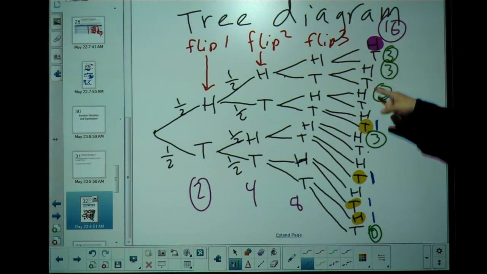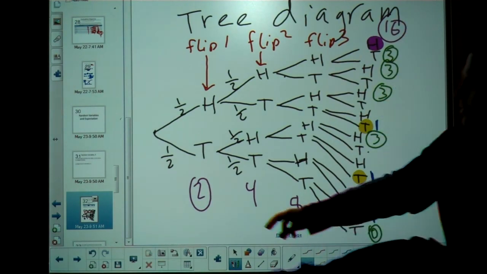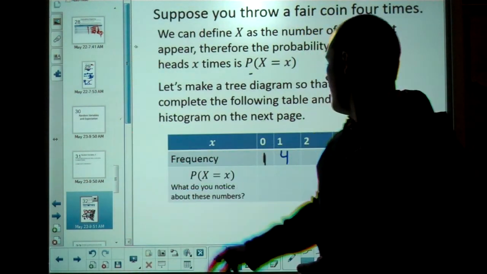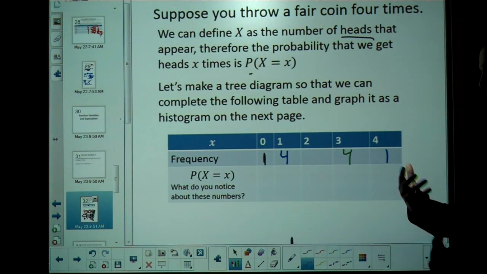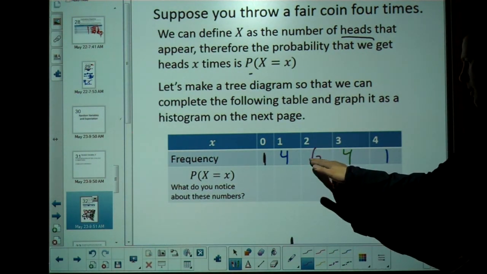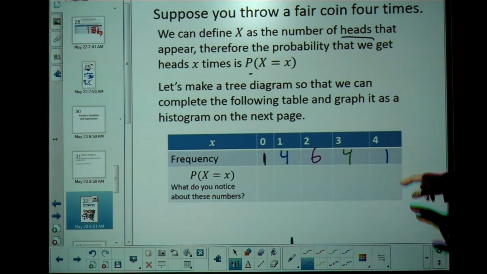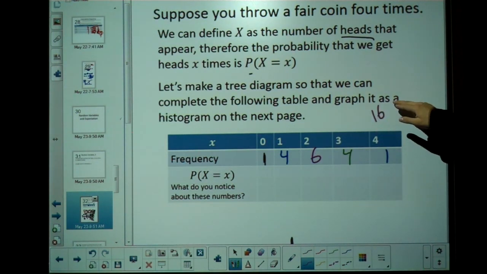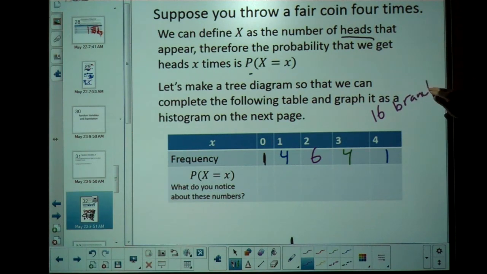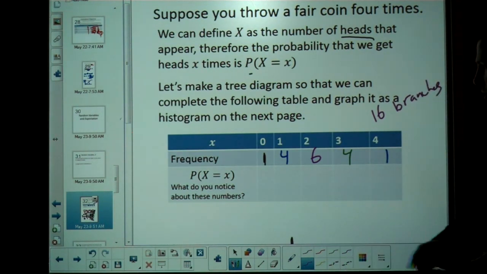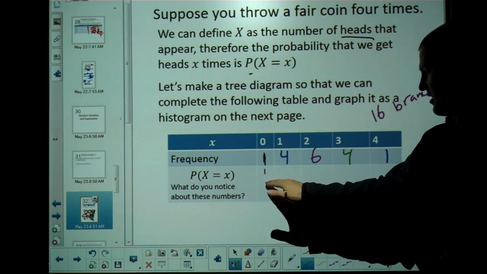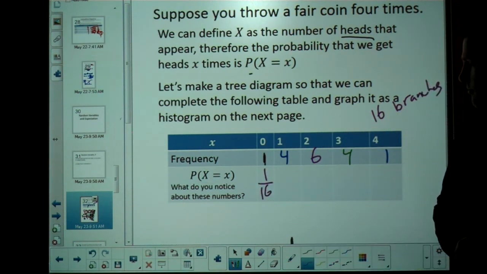So, if there's 16 in this one, so far our numbers add up to, well look, that's 5 and that's 5, add them together, you get 10. They have to total 16, so that's a 6. There's 16 branches. So with that said, let's turn these into probabilities now. Well, this only happened one time out of 16, that's a 1 in 16 probability.